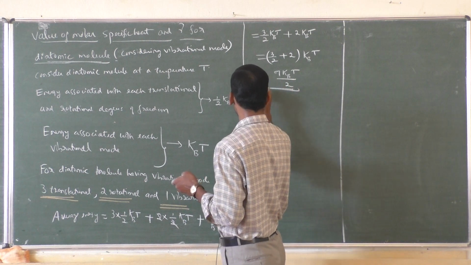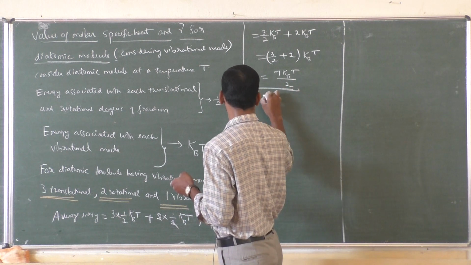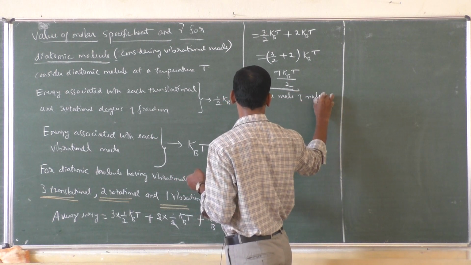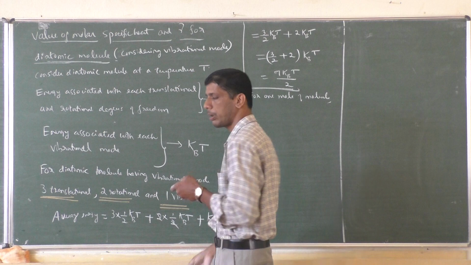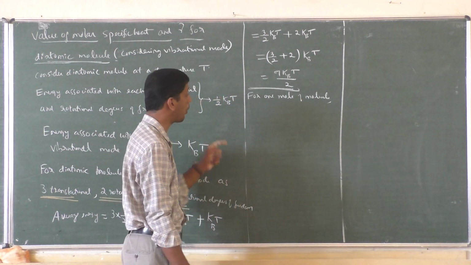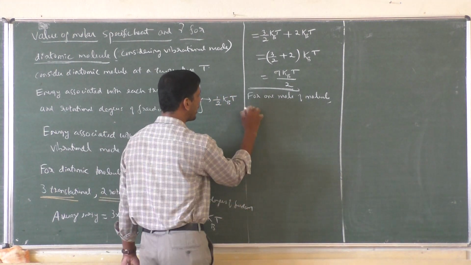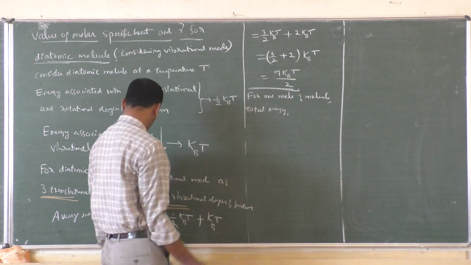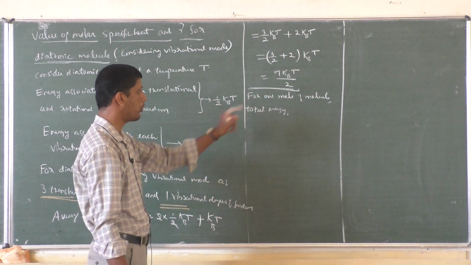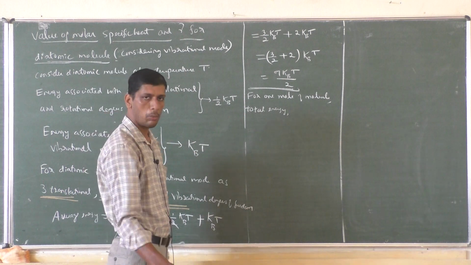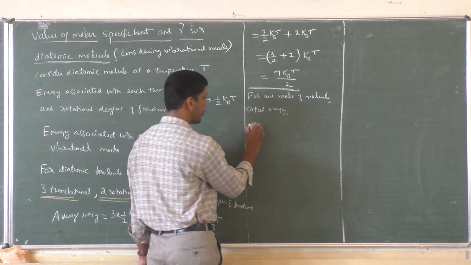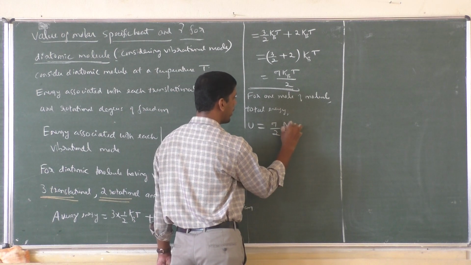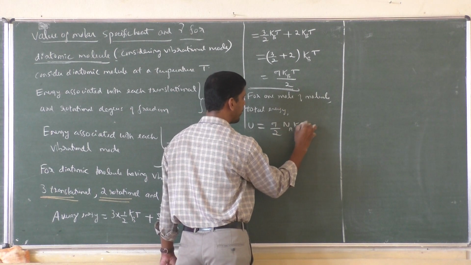Now if we write this for 1 mole of the molecule, 1 mole containing the Avogadro number of molecules, the total energy value should be equal to 7/2 into Na into kB into T.